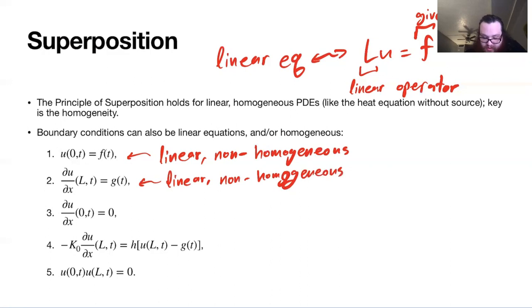As a special case, here we're specifying the value of the derivative, and what that has to be is 0. So this certainly is a linear equation. In this case, though, this one is homogeneous.